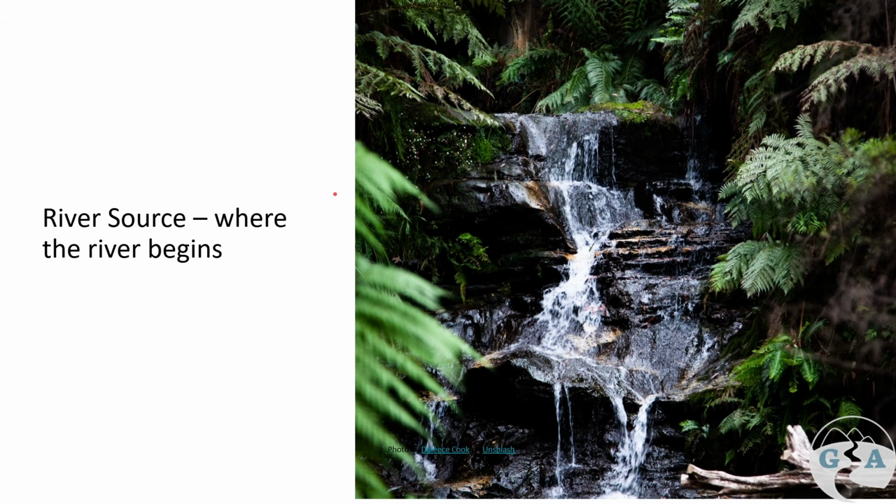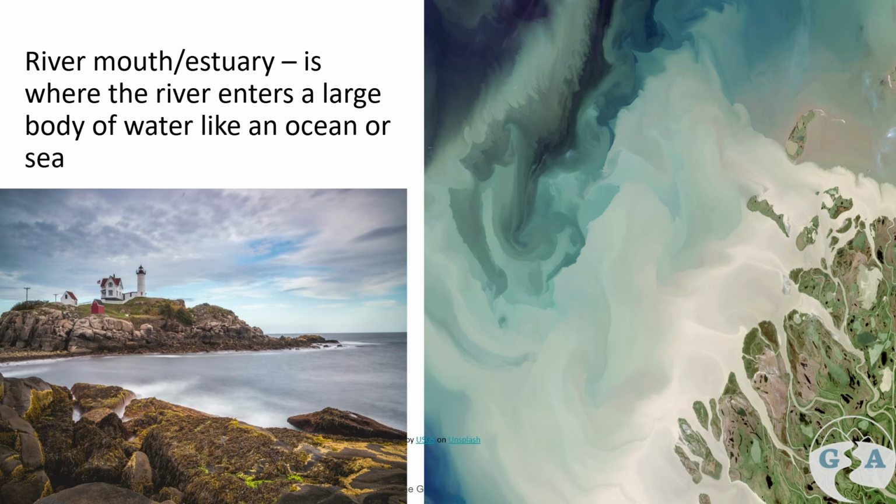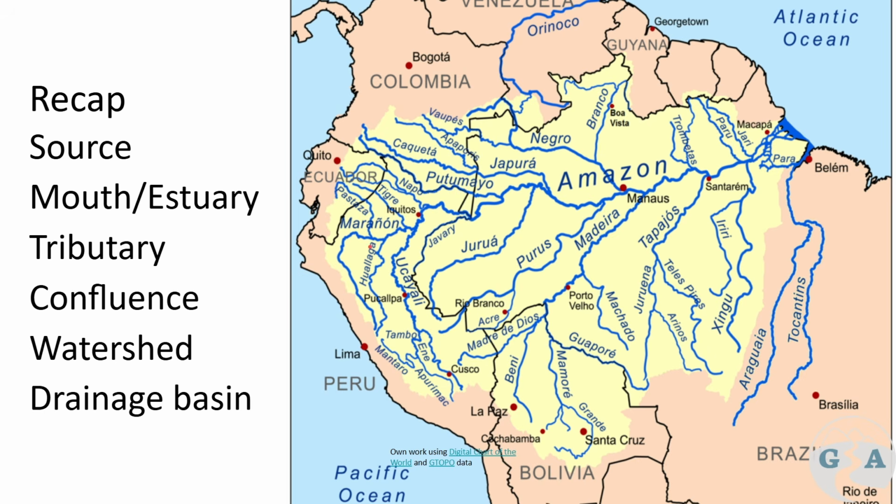Okay, now we're looking at the river source. This is where the river begins. It's going to be at a high point in what we call the upper course, and it's going to flow down. As it's flowing down, it actually gets larger in volume, and we'll have a look at that quite soon. The river mouth, or the estuary, is where the river ends and reaches a body of water like a sea or an ocean or a lake. So just take a second, make sure you can recap, you understand each of these.